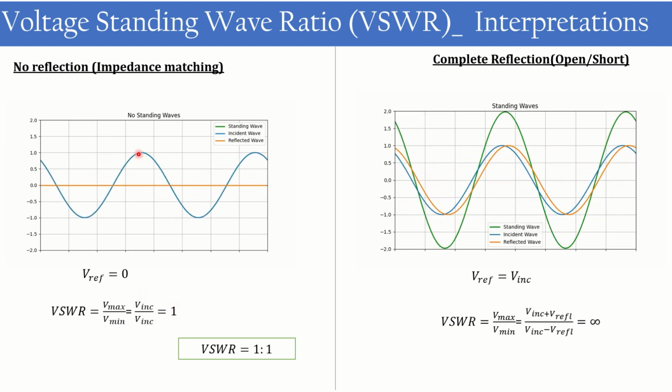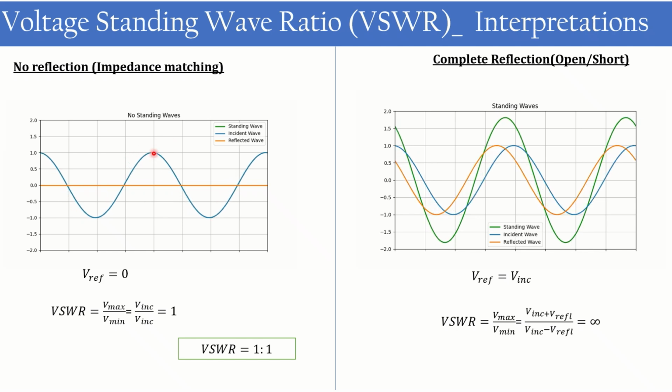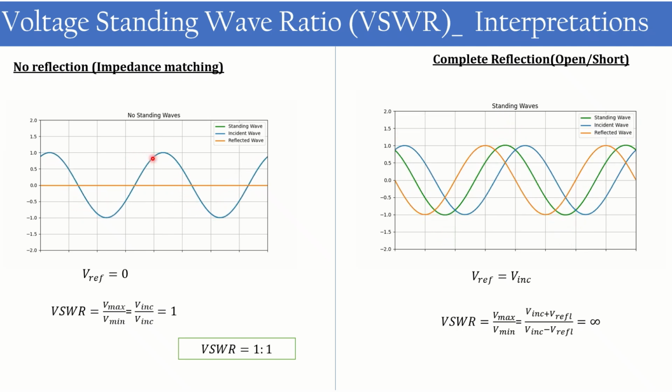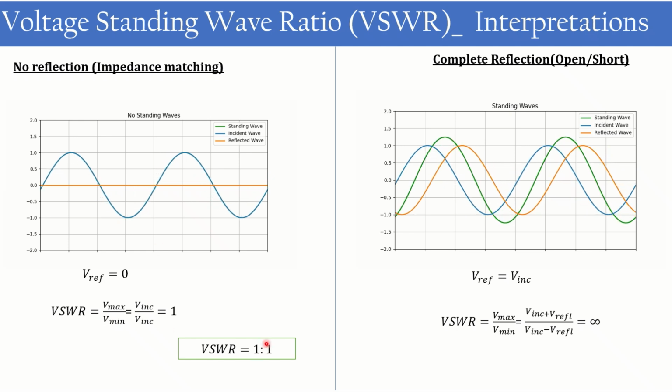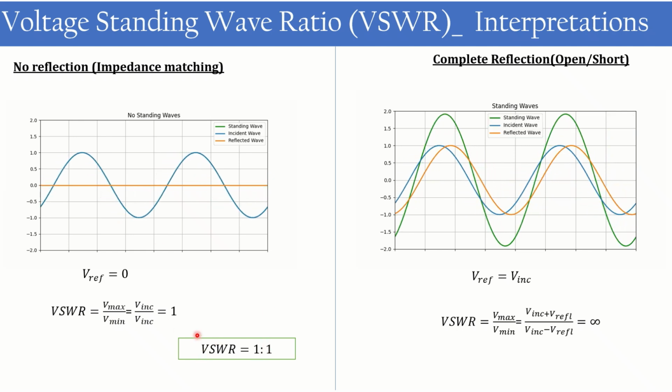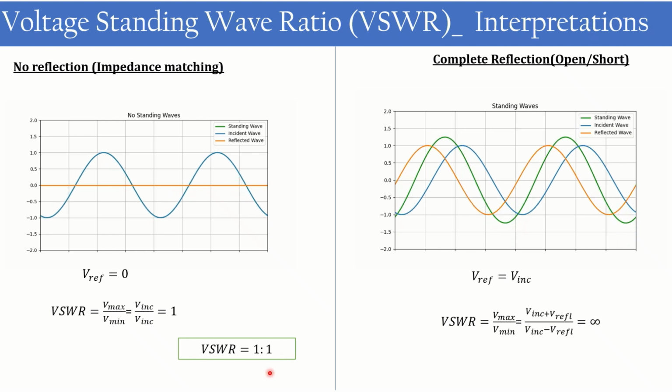Here you can see that this is the maximum and minimum value of the voltage that is occurring inside the cable. So the VSWR becomes 1. So in the case of no reflection, VSWR is 1. It is the ideal case.